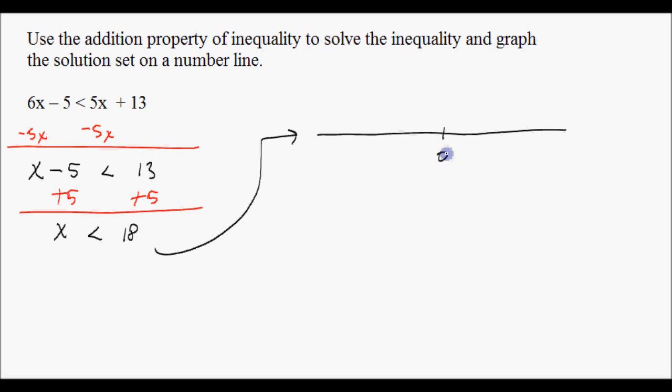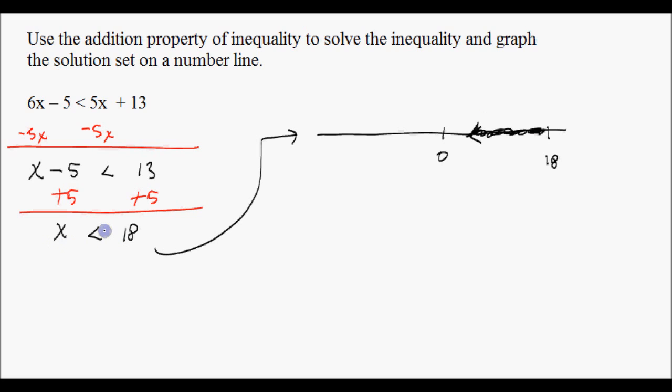Well, x is less than 18, so I'm going to do a real rough sketch here. Here's a number line with 0, so I know 18 has to be over here. We want to shade, we want to graph all the x's less than 18. Well, if you're less than 18, then you're over here. So I'm shading to the left. I'm going to draw a little arrow because it doesn't stop. It goes forever to the left.